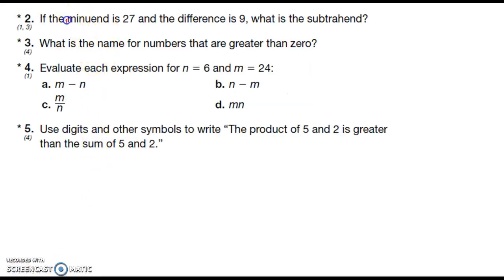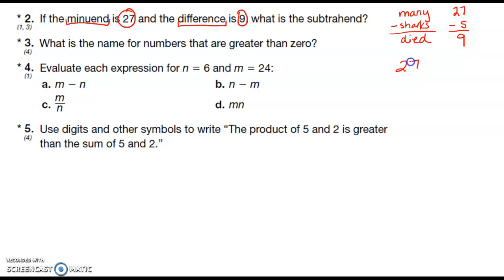Alright, so if the minuend, as soon as I see this word, I know that we're talking about subtraction. So what I'm going to do is I'm going to come over here and write my minuend minus subtrahend equals difference, and then I can fill in the blank. So it says the minuend is 27, so I have 27. The difference, which is the answer to a subtraction problem, is 9. So I don't have my subtrahend, and I know that this is 9.